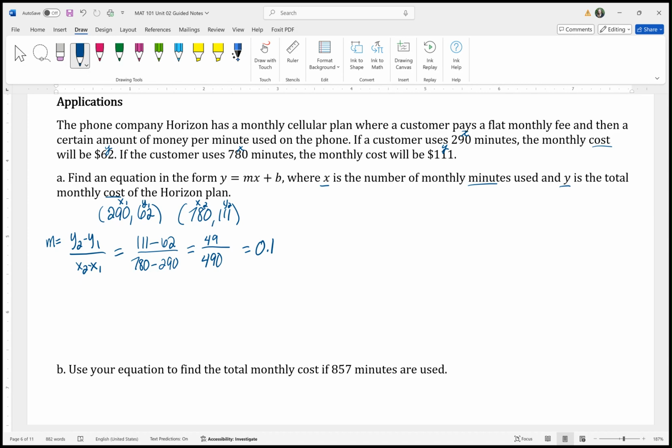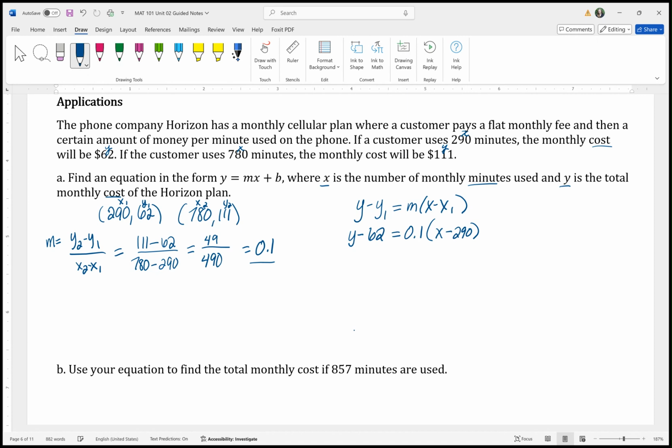We're now going to use that to find the equation. What information do we have now? We have the slope and we've got 2 points. We only need 1 point to keep going. And so we need the point slope form of this line. The point slope form, again, remember, is y minus y1 equals m times x minus x1. Let's plug in what we know. We've got y minus 62 equals m, which is 0.1, times x minus 290.